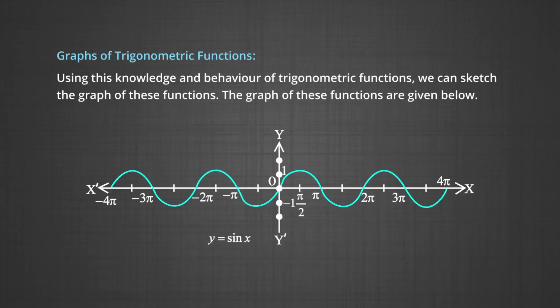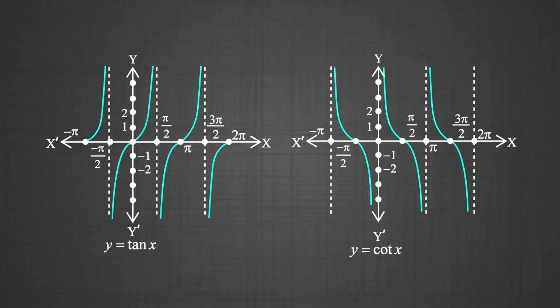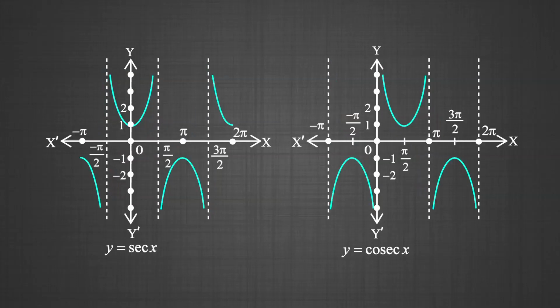Using this knowledge and the behavior of trigonometric functions, we can sketch the graphs of these functions. The graphs of these functions are shown below. First, this is the graph of the sine function. Second is the graph of the cos function, then the graph of y = tan x, and the graph of y = cot x. This shows the graph of the sec function and the graph of the cosec function.